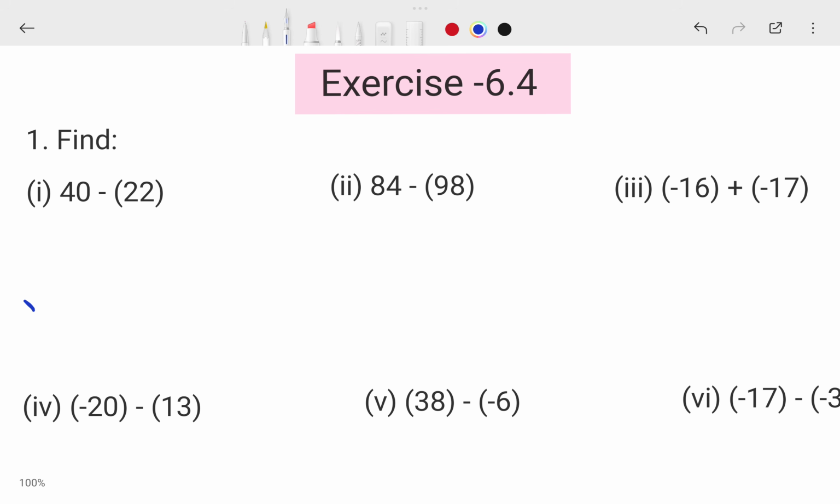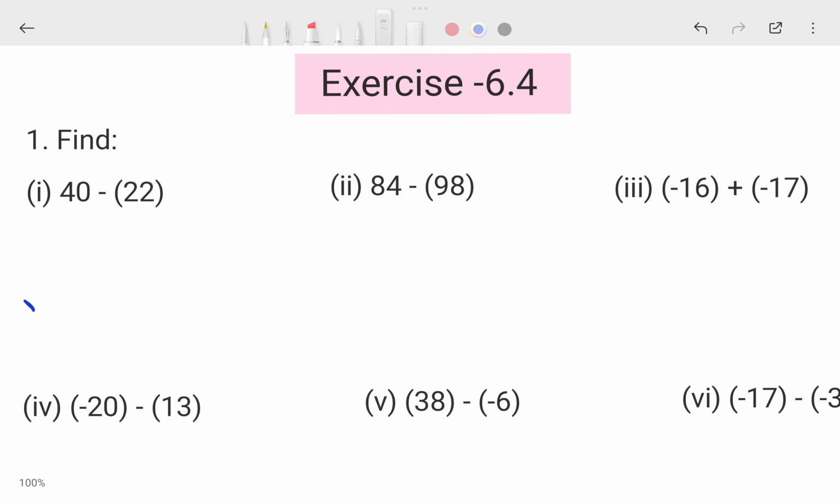Hi, this is Priyanshu. In today's video, we are going to talk about our class 6th mathematics chapter 6, Integers, exercise 6.4. This is our last exercise of chapter 6, and in this exercise we are going to see the solution of this exercise.